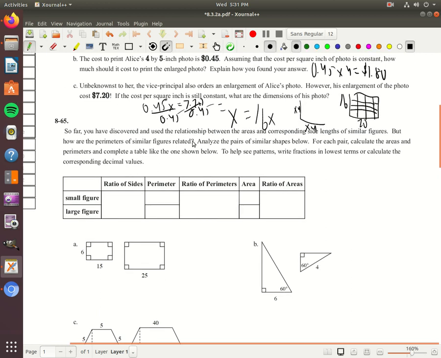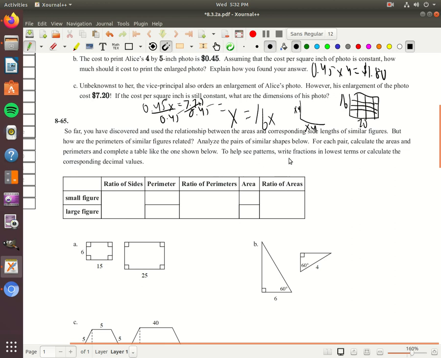Okay, so let's go. So far, you've discovered and used relationships between the area and the corresponding side lengths of similar figures. But how are perimeters of similar figures related? Analyze the pair of similar shapes below. For each pair, calculate the areas and perimeters and complete the table like the one shown below.